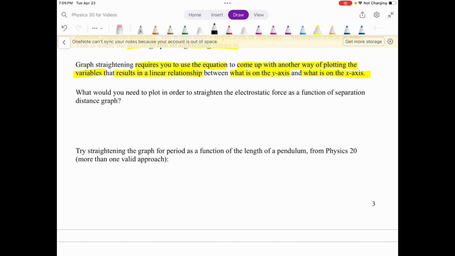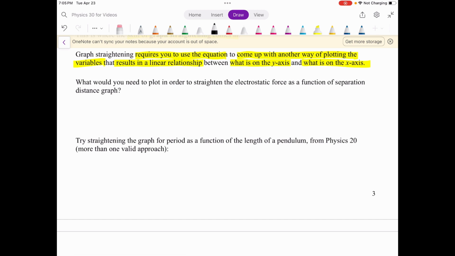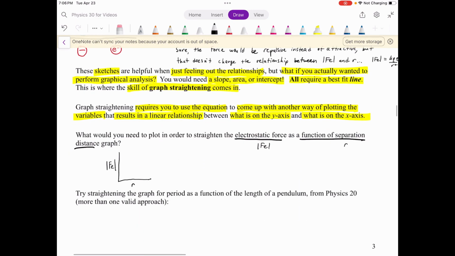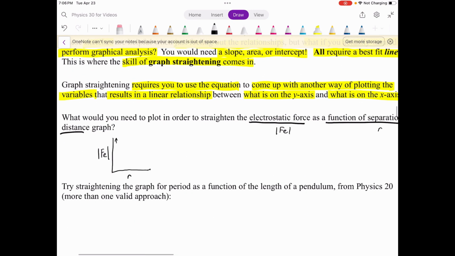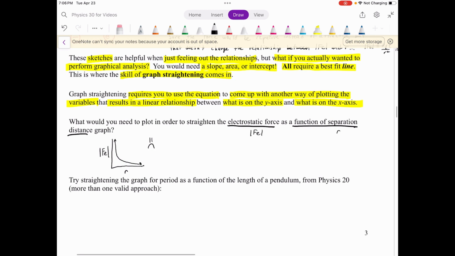And then that will actually, if not directly tell you, get you very close to being able to see how to make it linear. So it asks us, what would you need to plot in order to straighten the electrostatic force as a function of separation distance graph? So in other words, Fe as a function of R graph. Well, that's the graph we just made. And we know it's no good for graphical analysis because it's not a straight line. So we can't find the slope, the area, or the intercept. That's a sad face because we can't do graphical analysis.